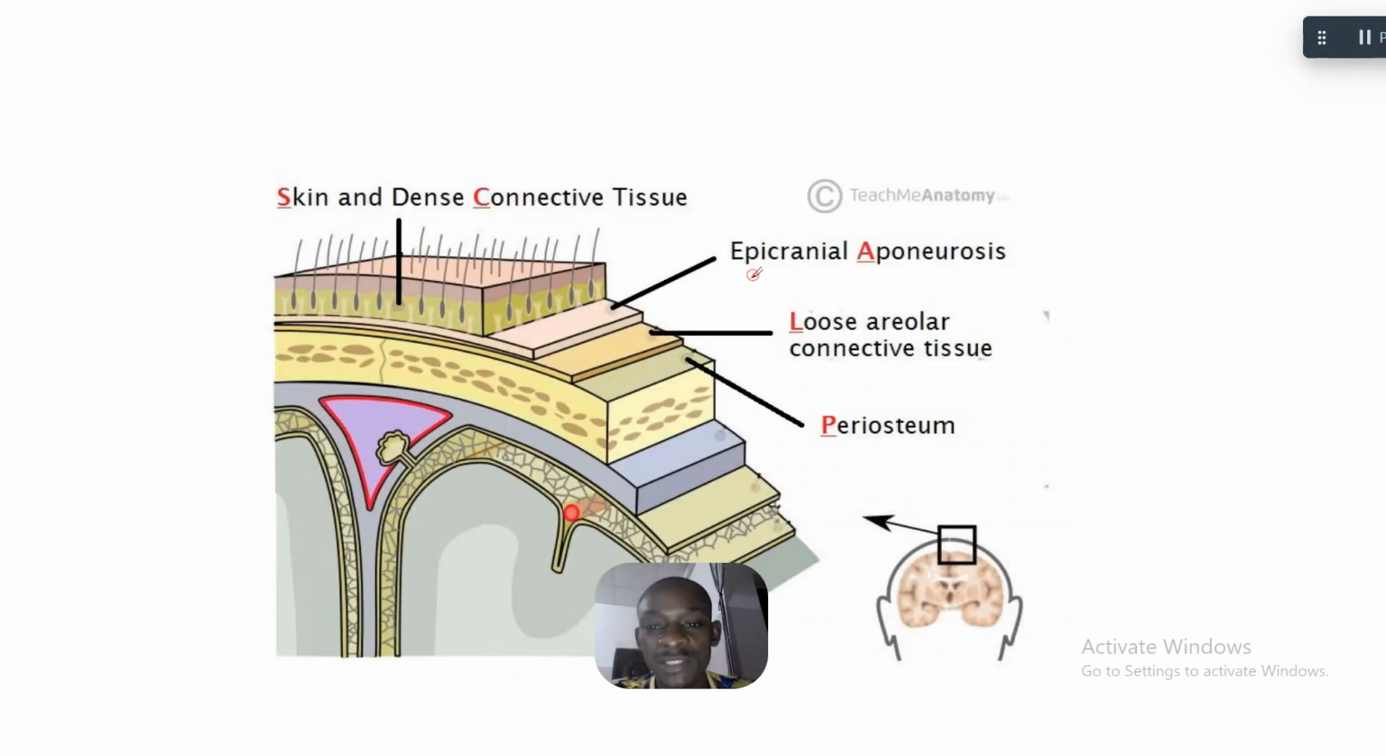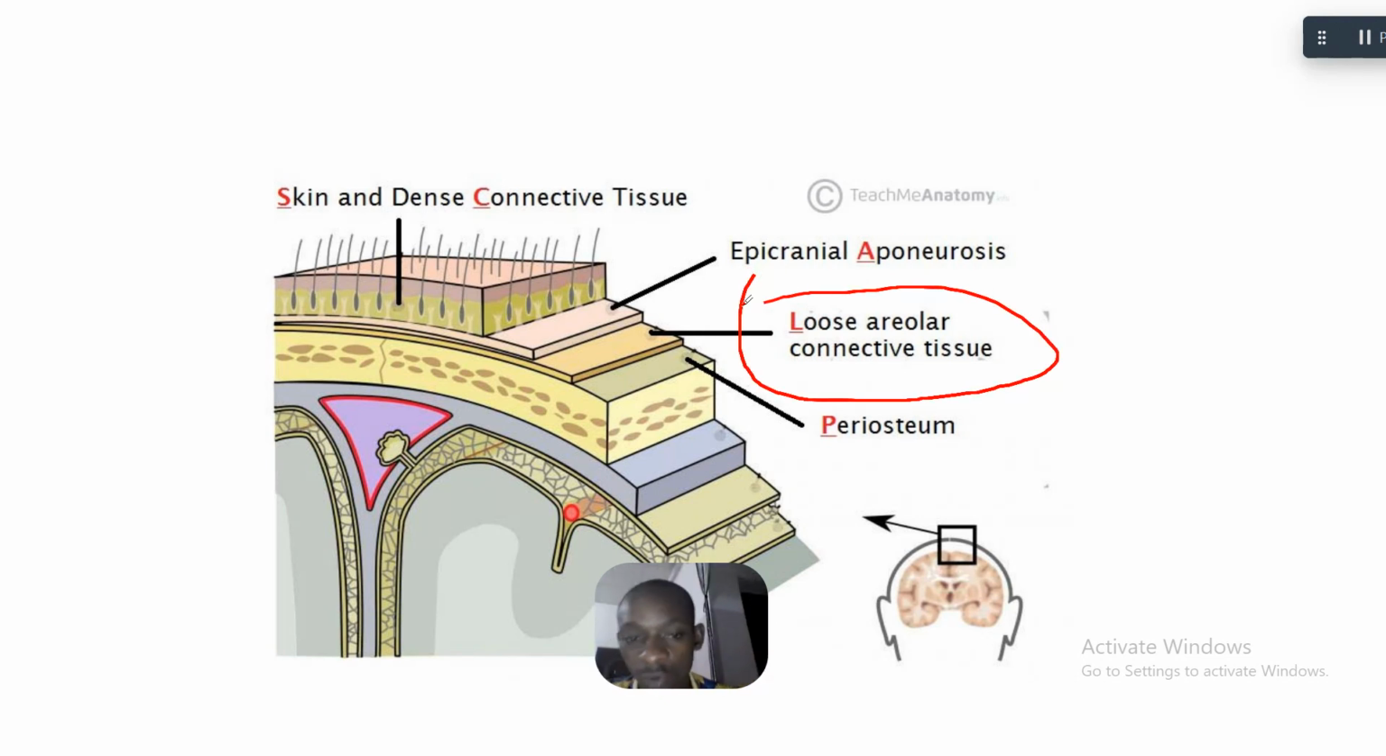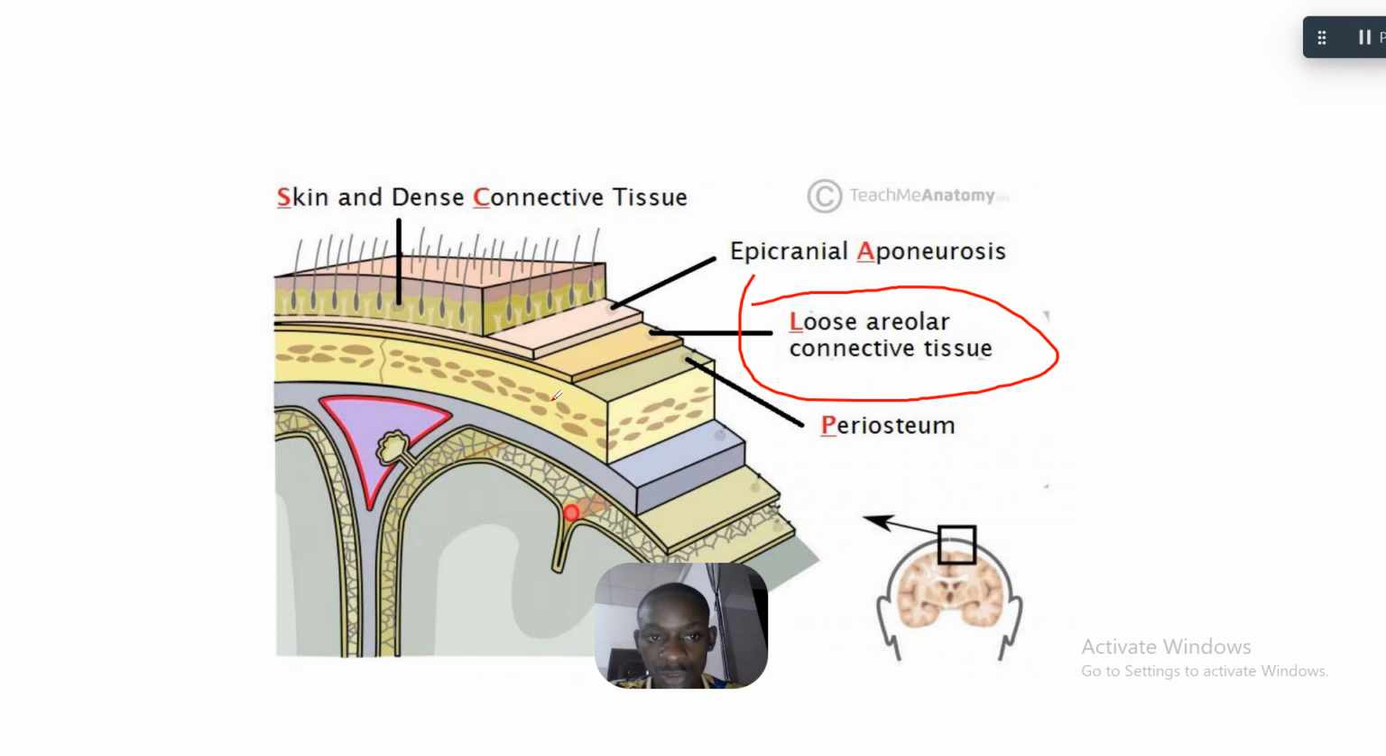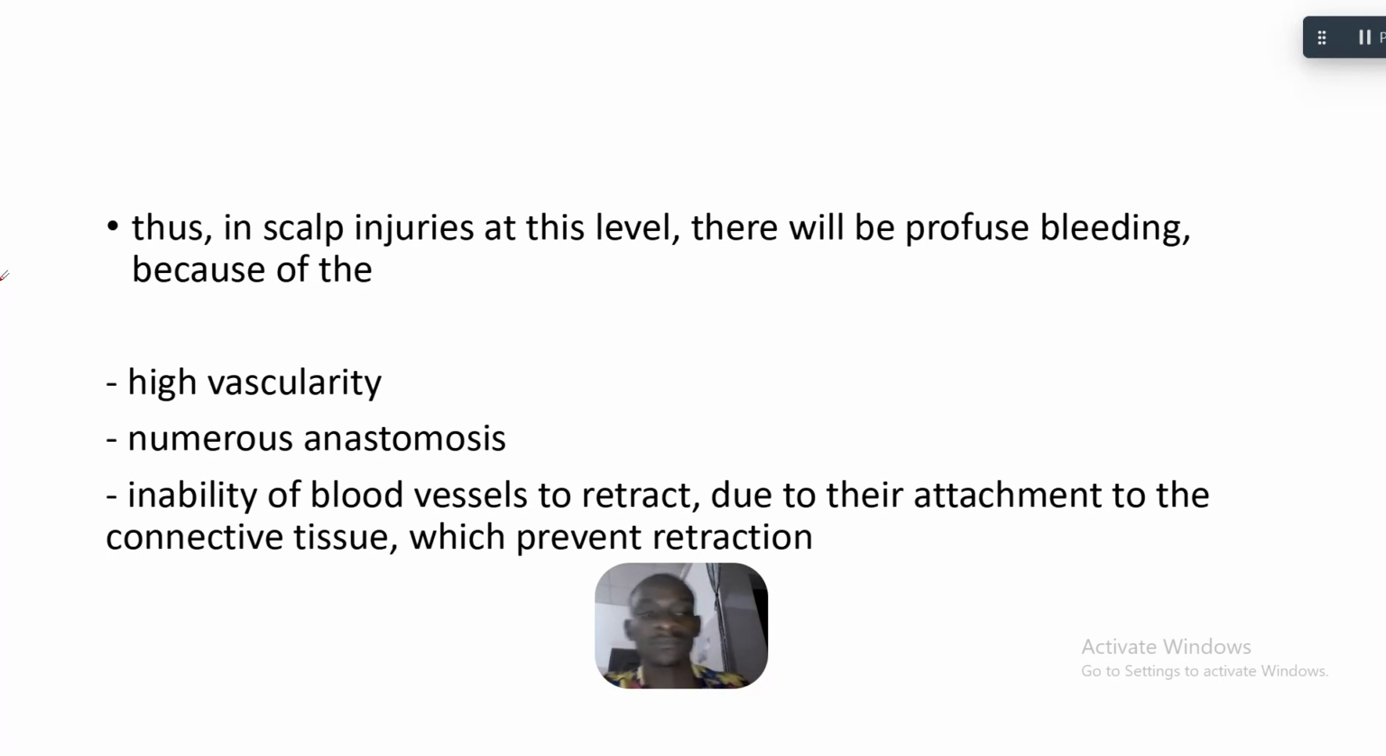This is still a diagram just reminding us about the layers of the scalp, and you could see the vessels are closely adherent to the connective tissue. This is a dense connective tissue. Skin and dense connective tissue, they are closely adherent. Because they are closely connected to the connective tissue, in scalp injuries at this level there will be profuse bleeding because first of all, there is high vascularity, and the vessels there anastomose.